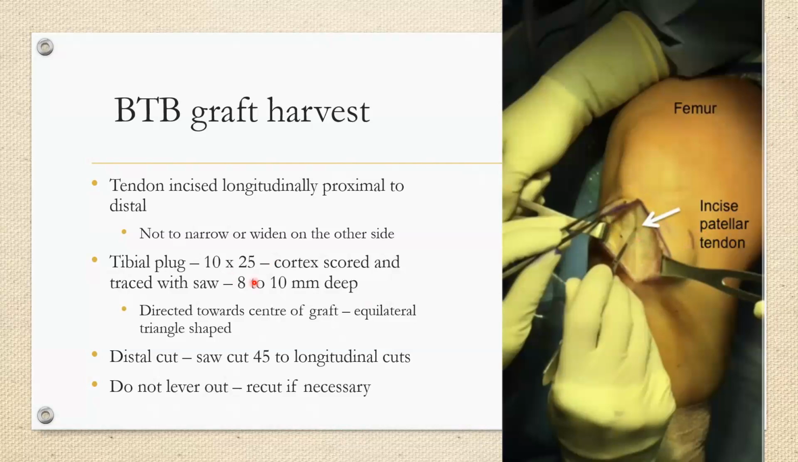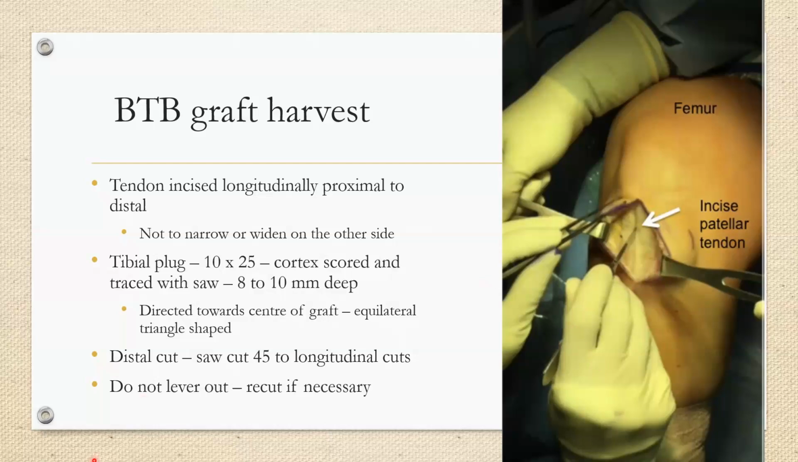The ideal tibial plug should be 10 by 25 mm. The cortex is scored with the saw or with the osteotome and then cut with the saw. Again, care should be taken not to go deeper than 8 to 10 mm, which should be guided by the marking on the saw. The cut should be directed towards the center of the graft, harvesting a triangle-shaped graft from the tibial tuberosity.